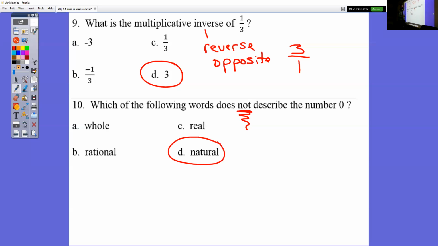Zero is not included in natural numbers because natural numbers start with 1 and they go 1, 2, 3, 4, 5, 6. They start with 1. So 0 is not included in natural numbers. Whole numbers start with 0. 0 is a rational number and 0 is a real number.